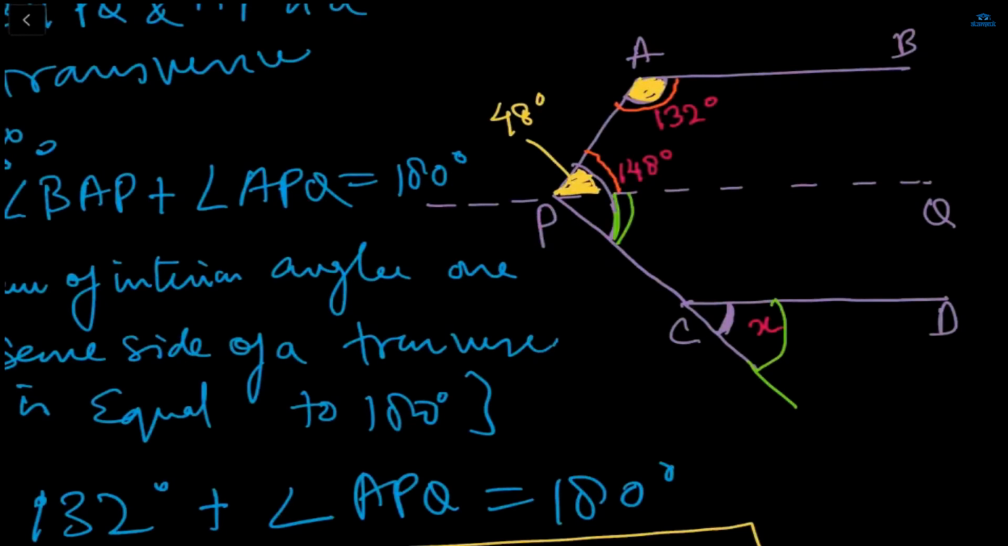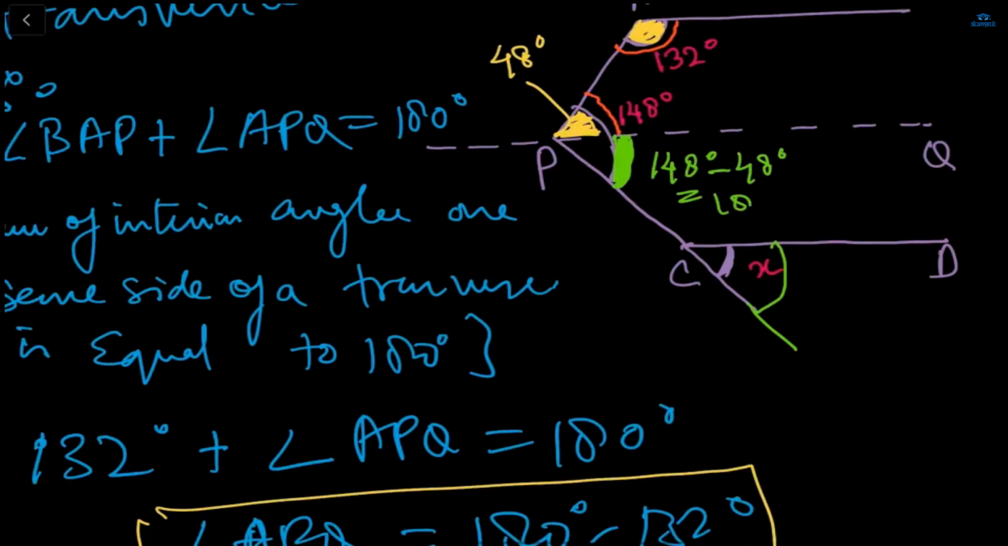Okay, so the value of this I'm marking will be 148 degrees minus 48 degrees, which is equal to 100. Understood? Now this angle will be equal to this angle. Understood now? Yes, ma'am. Okay, that's good.